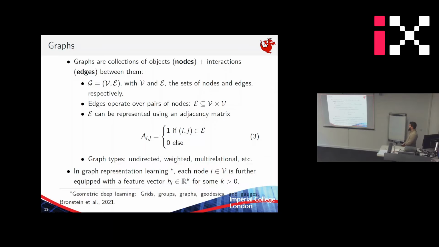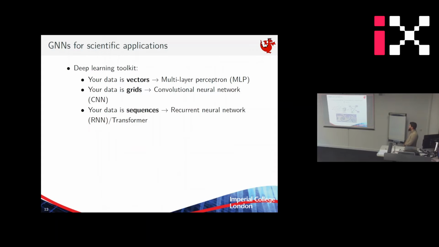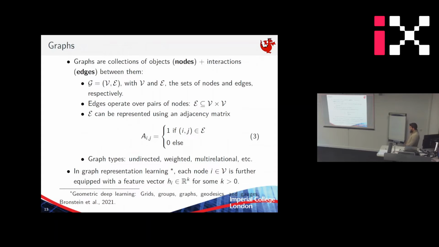In fact, I think I'm confused. Multi-relational is more than one edge. So the example I gave is wrong, but you could have more than one edge. Imagine Michelle Obama was also the secretary of Barack Obama. He would have two edges, right? He's married to her, and he's a colleague of hers, right? That's a better example. All right, and another thing to know is in graph representation learning, each node is also equipped with a feature vector, hi, of a certain dimensionality.